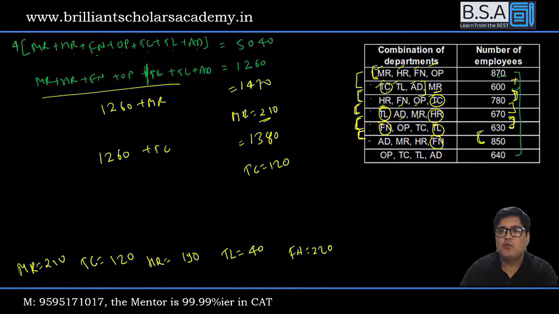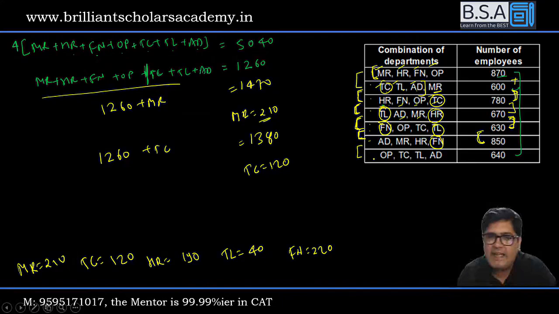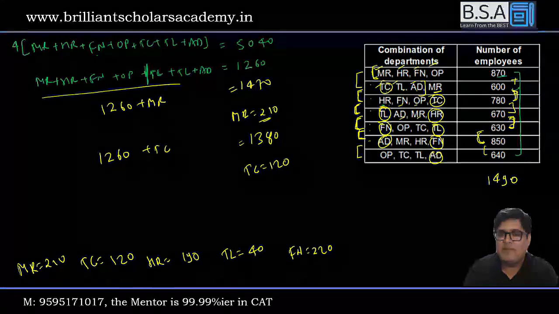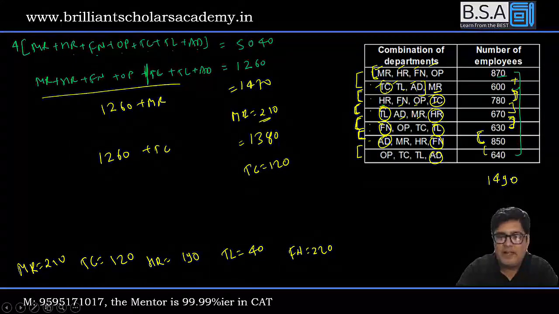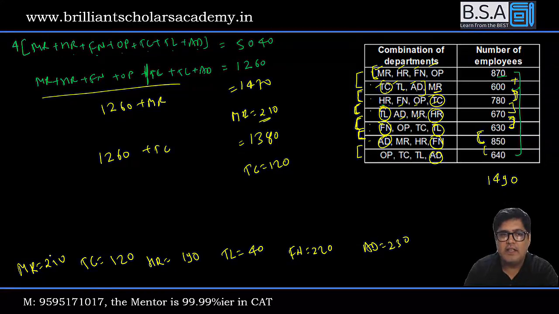Look at the next two. So the patterns are hidden right there. Patterns are there within those numbers. If you can see the pattern, you can answer this pretty fast. Now, if I look at the last two lines, is there anything common? AD is common. Addition of these numbers is 1490. 1490 minus 1260 is 230. So AD is 230. 1, 2, 3, 4, 5, and 6.